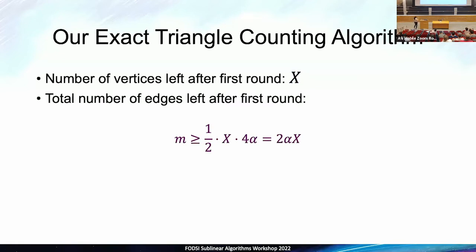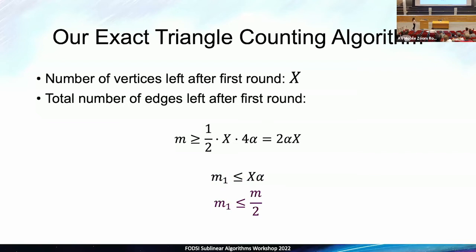Then let's bound the number of edges in the graph originally in terms of the number of vertices you have left after the first round. After the first round, your cutoff was four times alpha. So the number of edges left after your first round is x times 4 alpha. The sum of the degrees divided by 2 gives you the number of edges. So m is lower bounded by 2 alpha x. Suppose m1 is the number of edges you have left after the first round. You can upper bound it by x times alpha just by using the fact that the number of edges in a graph with arboricity alpha is just number of nodes times alpha. So given the lower bound and the upper bound, you can combine them to get m1 is less than or equal to m over 2.